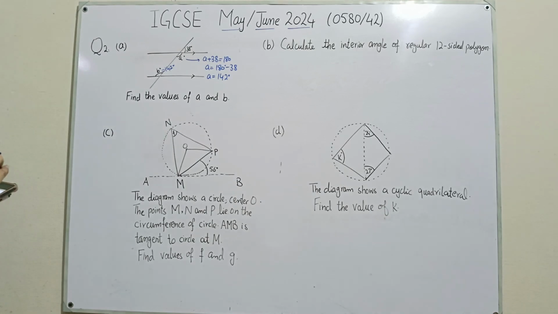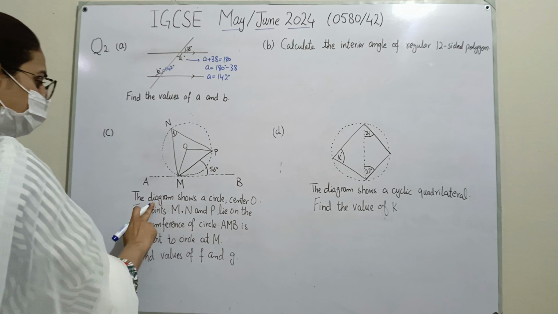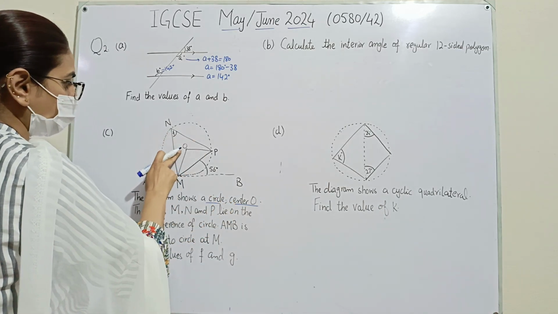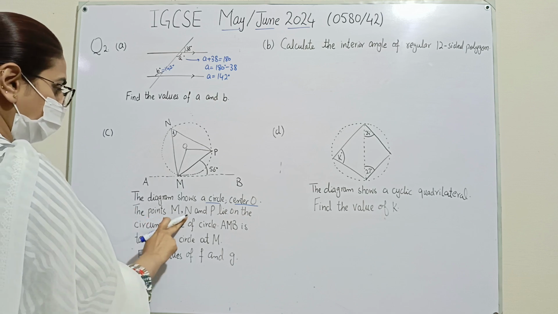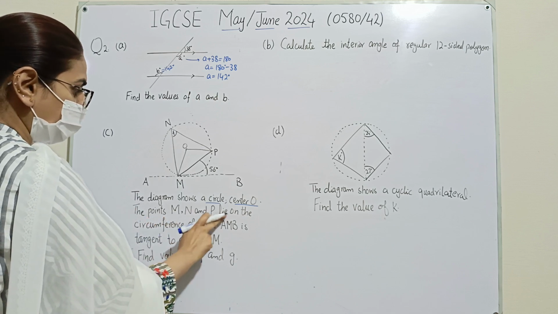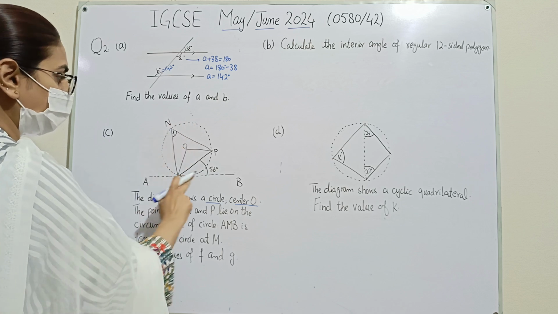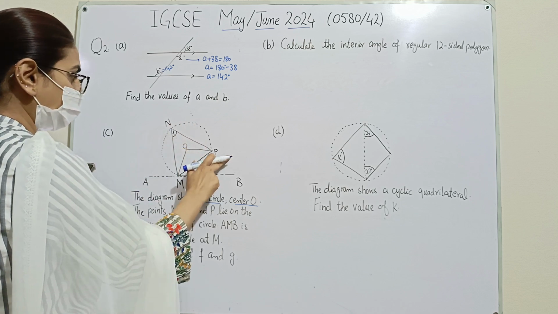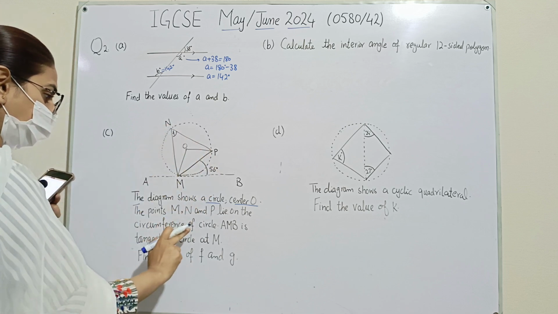Let's move toward part B of this question. The diagram shows a circle. This is a circle with center at O. This is the center. The points M, N and P lie on the circumference. This dotted line is the circumference of the circle.